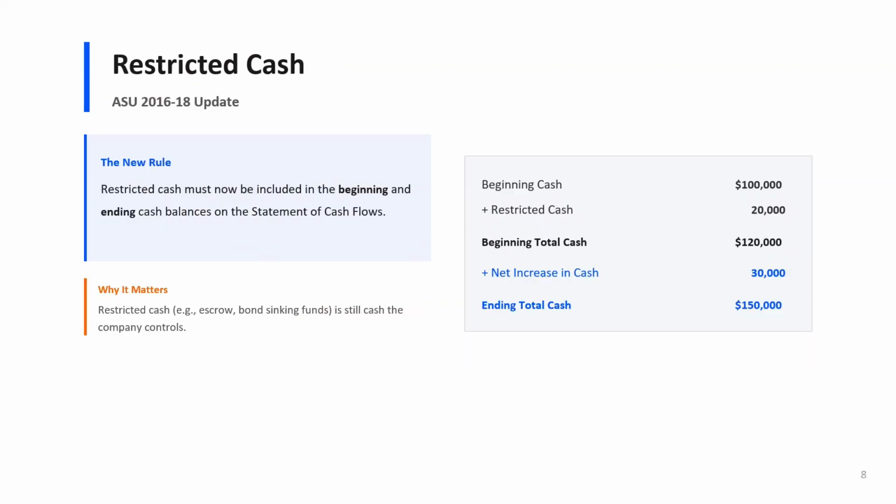Now let's talk about restricted cash. The most common examples you can think of are an escrow or bond sinking funds. The company has the cash, but it is restricted for some purposes. There's a recent update: restricted cash must be included in the beginning and ending cash balance of the statement of cash flows. Let's say the beginning cash balance is 120, then they had a 30,000 increase in cash during the year. Restricted cash for bond sinking funds is $20,000. We include this in the beginning balance. In this example, the ending total cash would be $150,000.